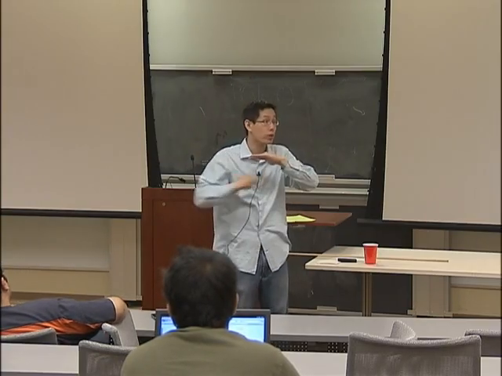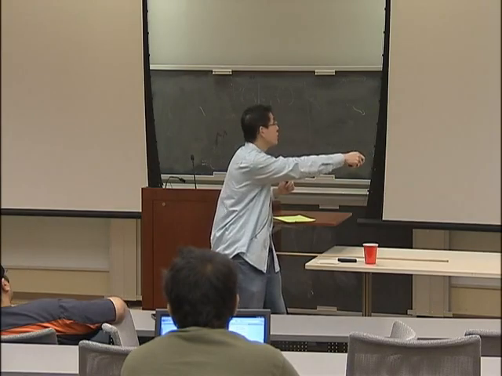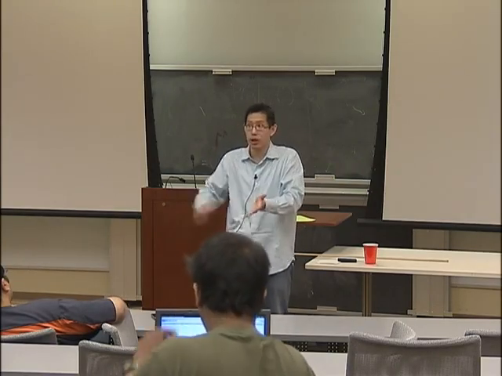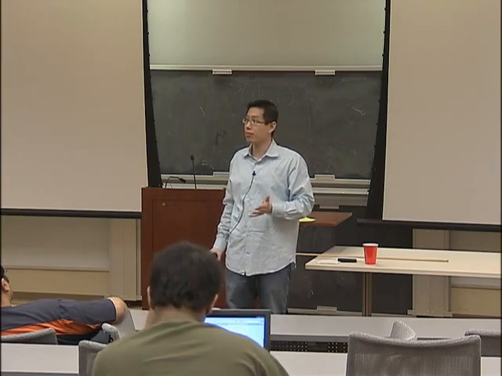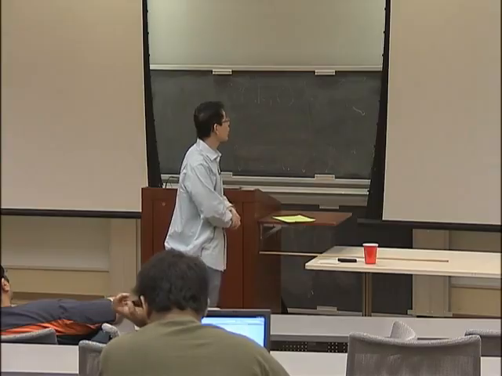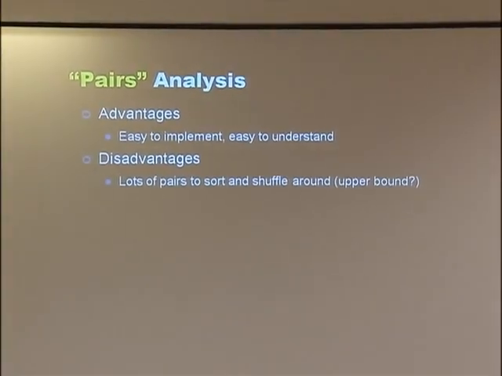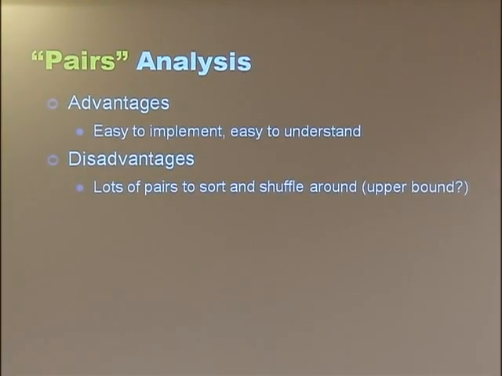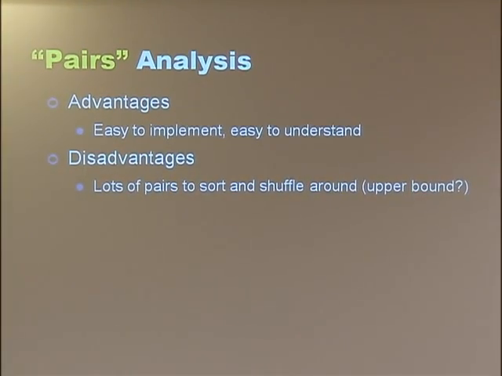Okay, so here's a case where you want to use a combiner. You have all these pairs, and you want to do some aggregation at the individual node level before it gets shuffled across the network. So the advantage here is it's easy to implement and pretty easy to understand. But there are a lot of pairs to sort and shuffle over the network, and the network is the slowest part of your cluster.